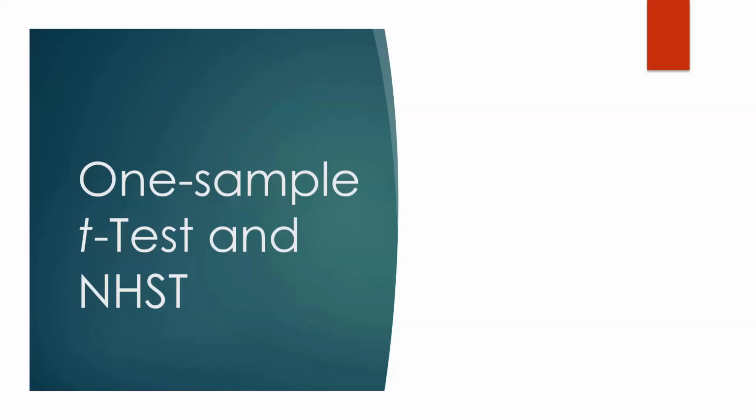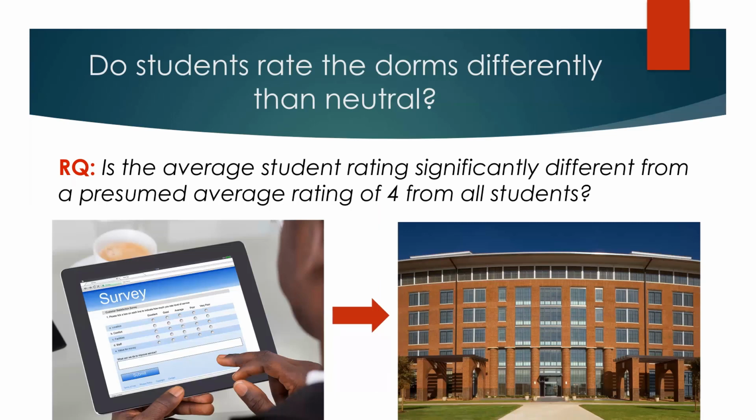All right, let's wrap up the one sample t-test by looking at it with hypothesis testing. So here we go. We have our general question: do students rate the dorms differently than neutral? So we take our more technical research question: is the average student rating significantly different from a presumed average rating of 4 from all students, right?